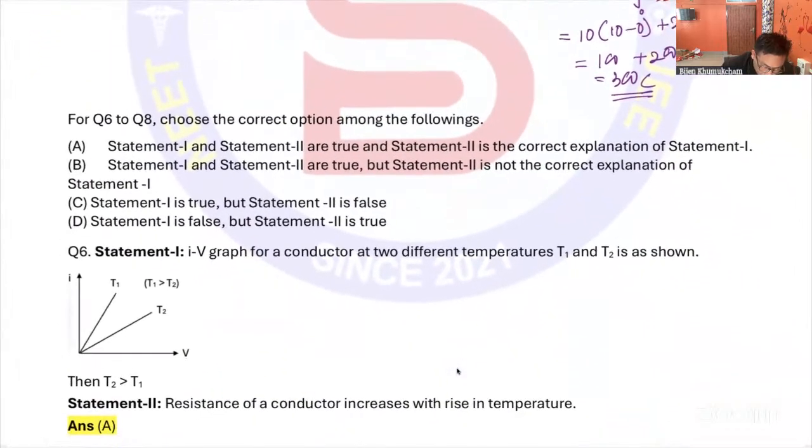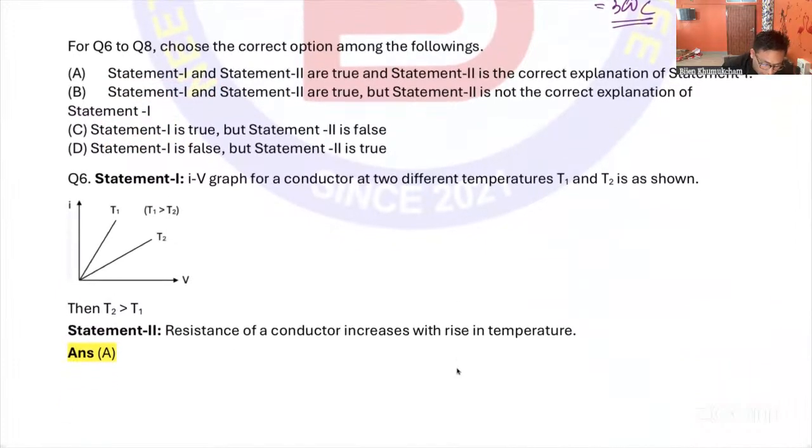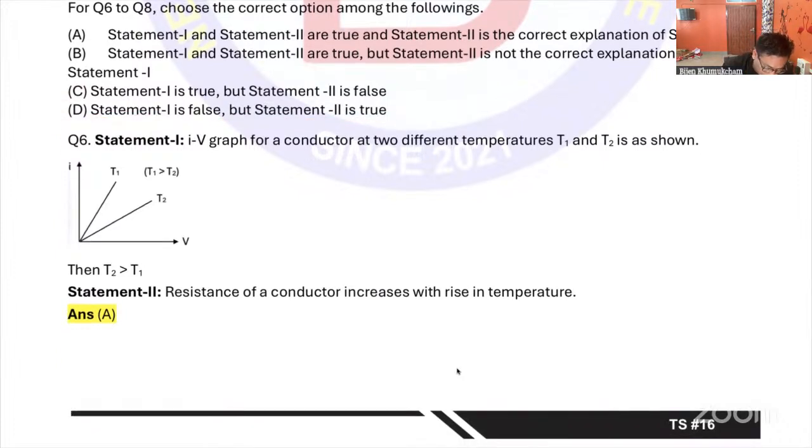Questions number 6 to 8. There is an instruction: there are two statements. Read the statements and choose the correct option. Option A: both are correct and statement 2 is the correct explanation of statement 1. Option B: both are correct, but statement 2 is not the correct explanation of statement 1. Option C: statement 1 is true, but statement 2 is false. Option D: statement 1 is false, but statement 2 is true. So let's choose the options. Question number 6.